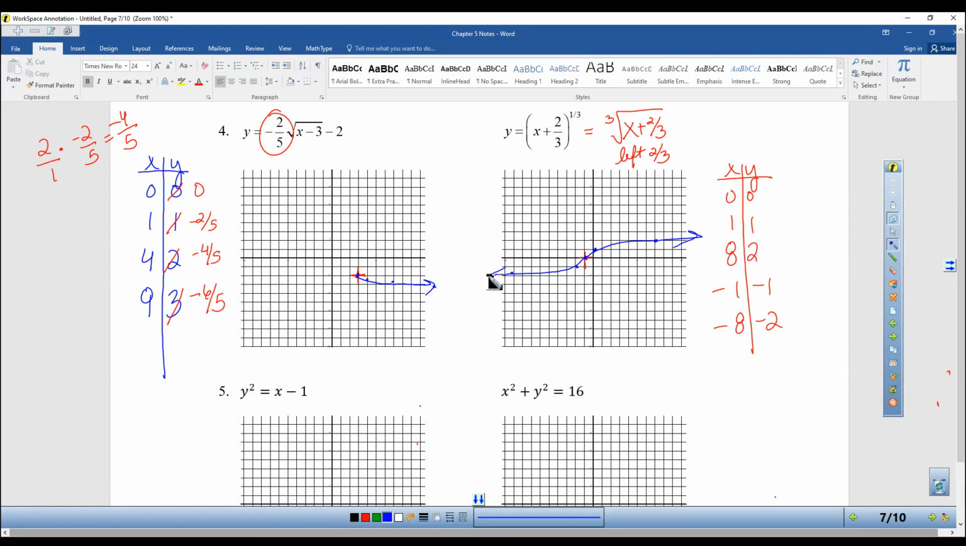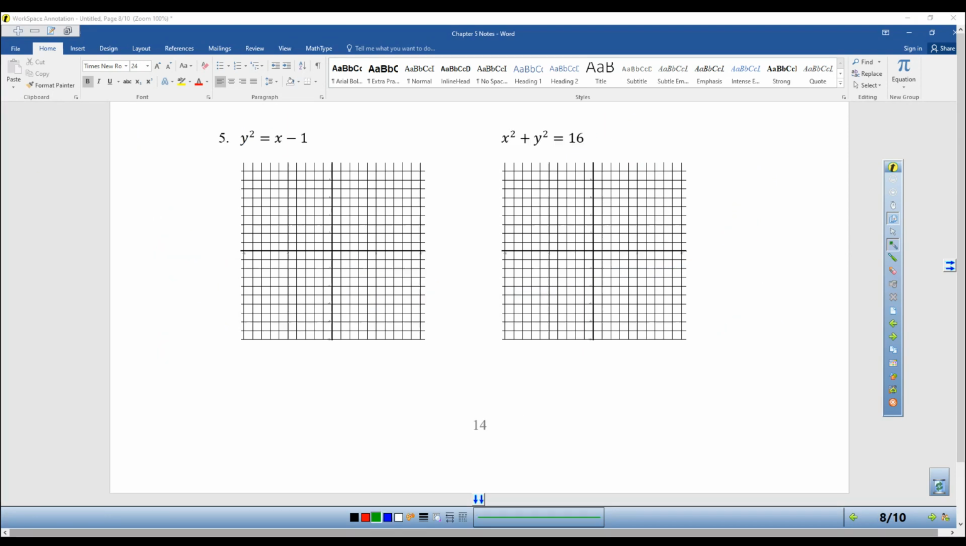So something like that. So these last two look different, right? So what I want you to do, just in general over the next several years in math, is not panic when you get something you don't know. If you're being asked to make a graph, start by making a table.